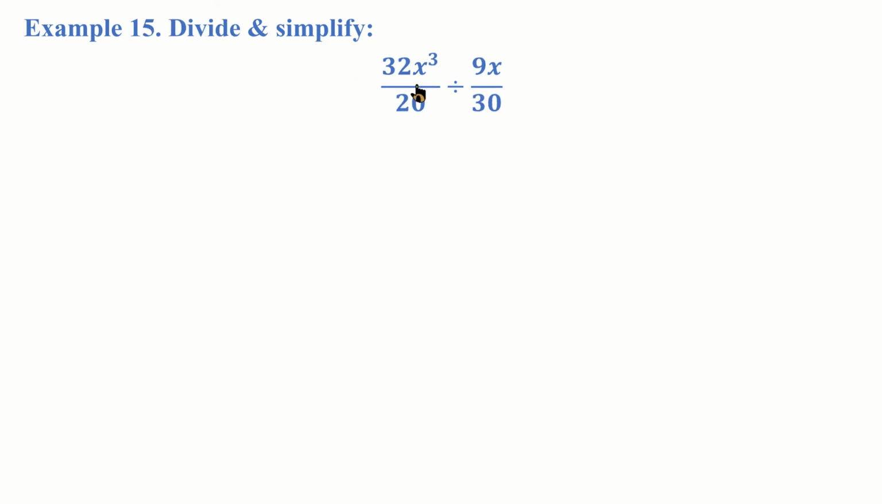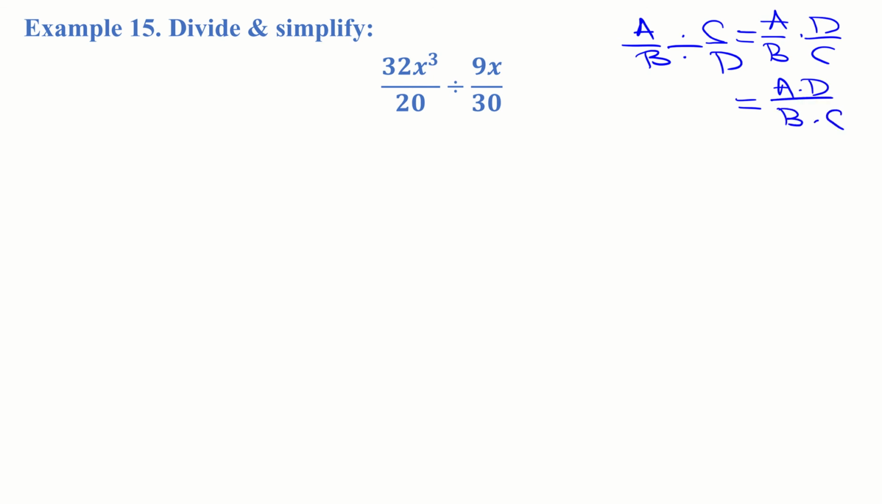Okay, so here we're dividing. So we remember the rule, a over b divided by c over d equals a over b times d over c, which is going to be a times d over b times c. Never cross cancel anything in a division problem until you've turned it into a multiplication problem. Then it's just another multiplication problem, so you can cross cancel, factor, etc.